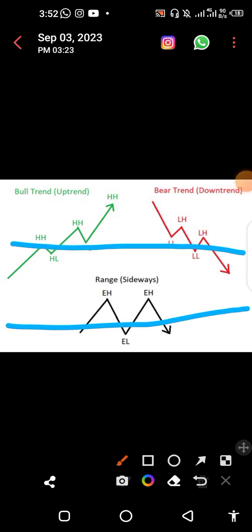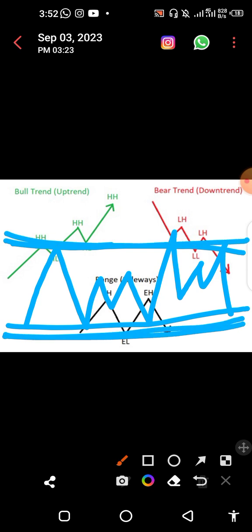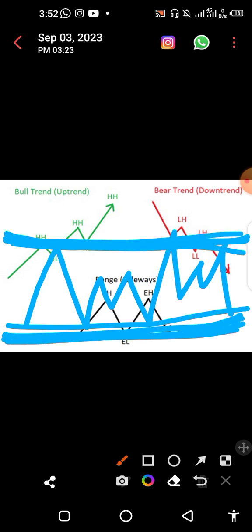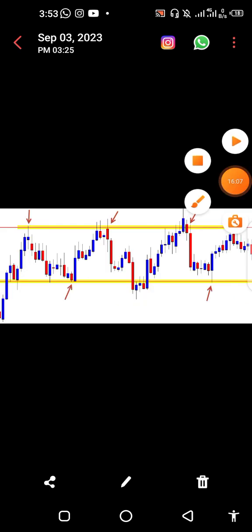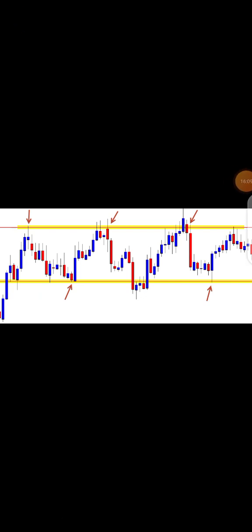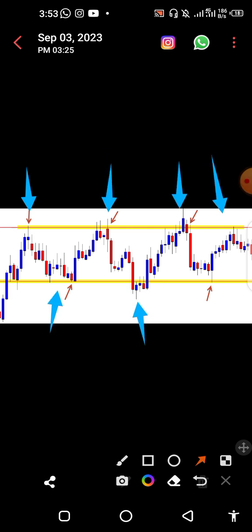That's when you see price moving within definite boundaries. Here price doesn't move upwards and it doesn't move downwards. All right, so this is a real chart example of a sideways or ranging market. We have these almost equal highs, and then lows.